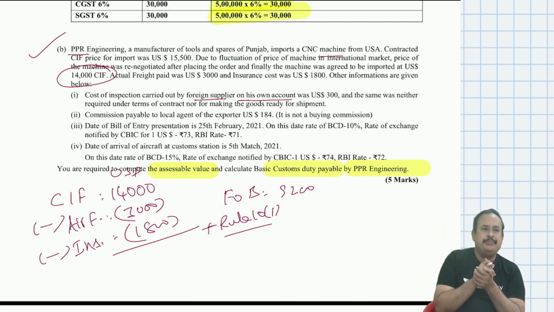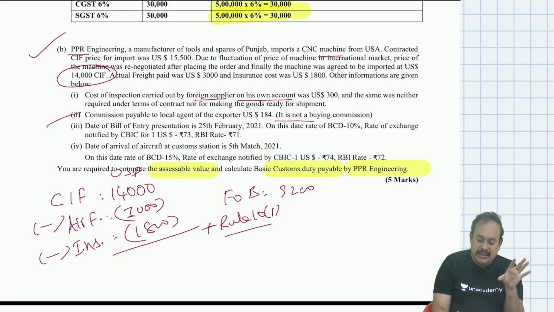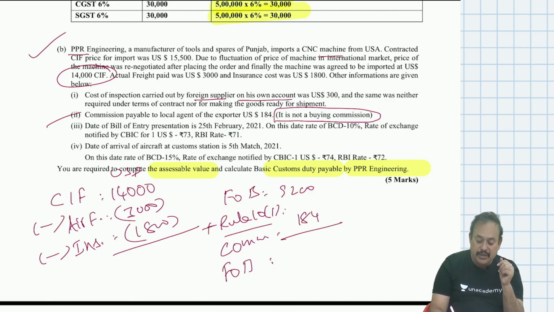Further, my dear friends, point number 2, commission. Yes, rule number 10(1) expenditure, if it is not a buying commission. They very clearly said it is not a buying commission. Therefore, add up rule number 10(1) expenditure. How much here? Commission $184. That's it. You will get FOB of customs, 9,384.